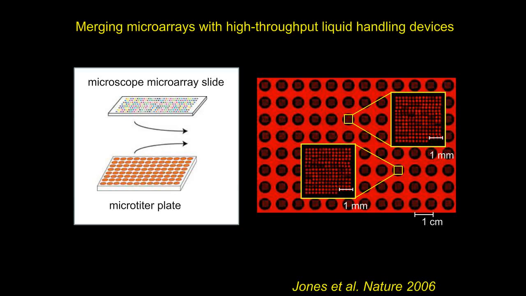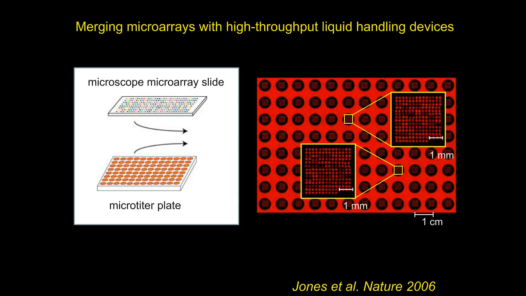In this context, we actually combined the previous technology of microscope slide arrays with the microtiter plate technology that's often used to automate through liquid handling robots. What I'm showing here on the right is this merging of protein microarrays with microtiter technology, where each of the microarrays is contained within the well of a microtiter plate so that an automated pipetting robot can then be used to add different peptides for screening purposes.